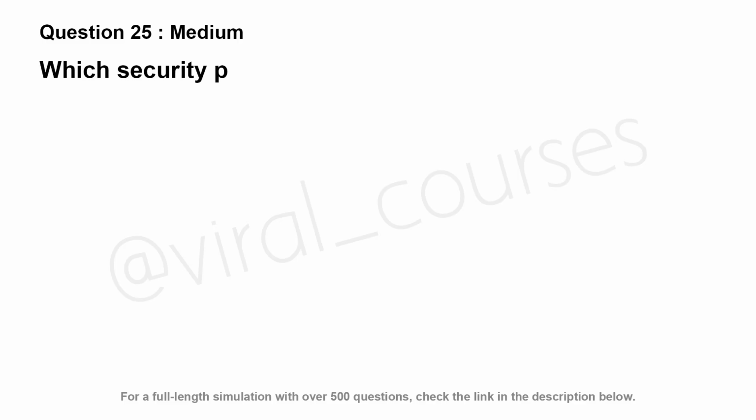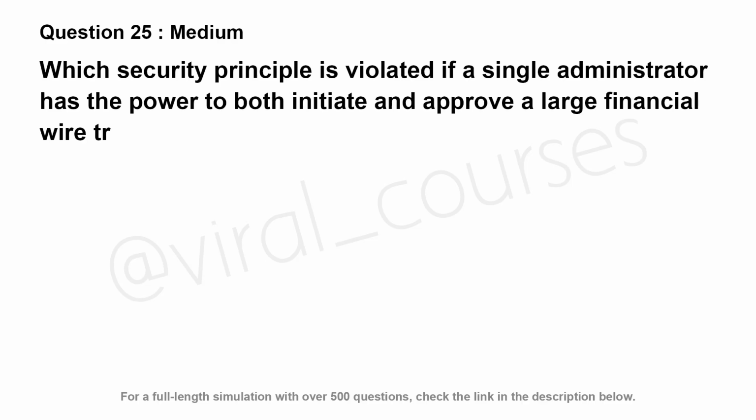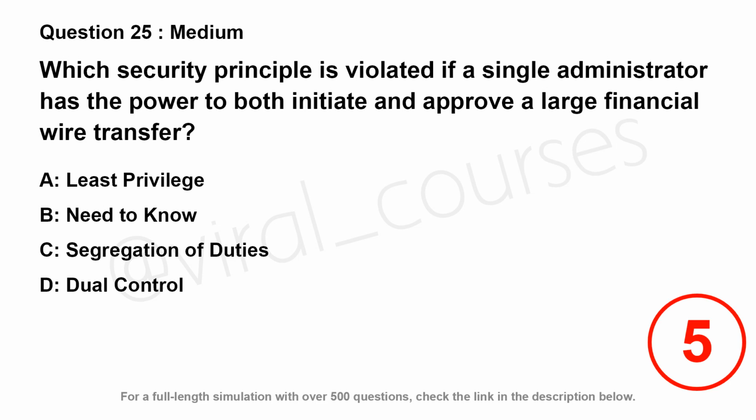Which security principle is violated if a single administrator has the power to both initiate and approve a large financial wire transfer? Option A. Least privilege. Option B. Need to know. Option C. Segregation of duties. Option D. Dual control.